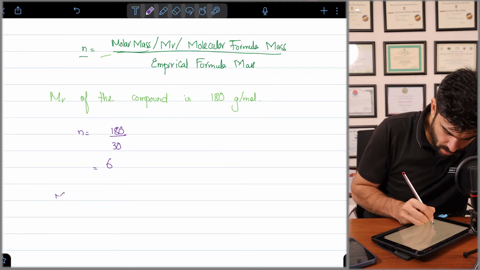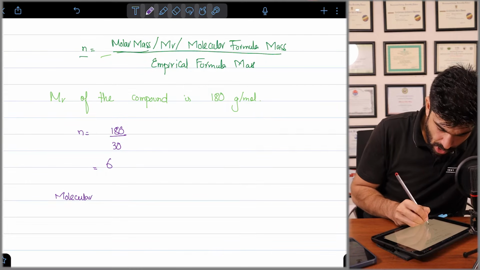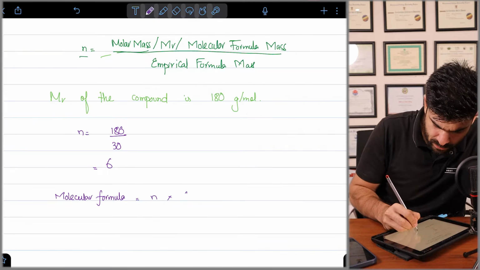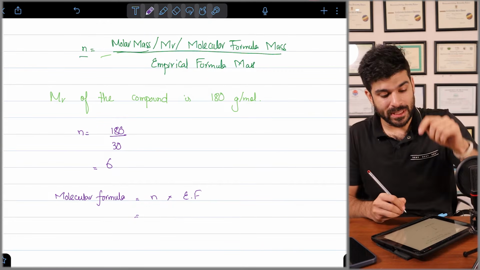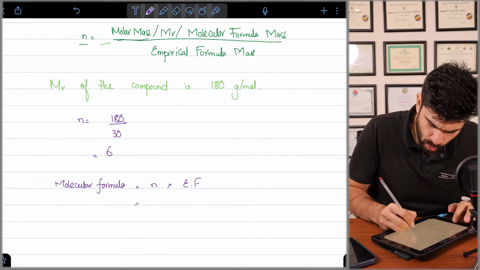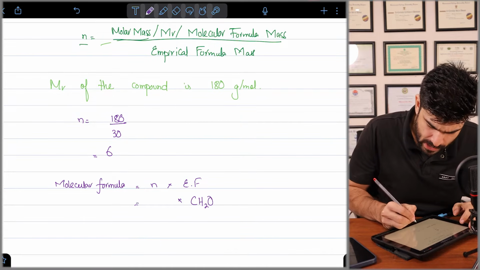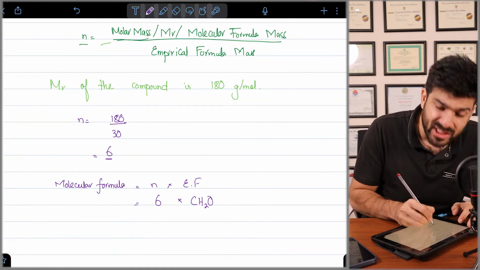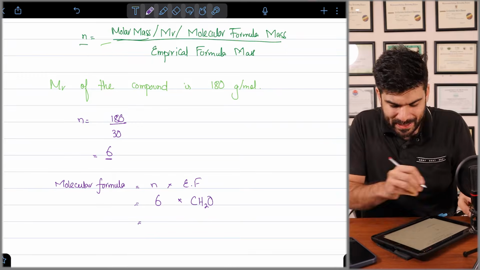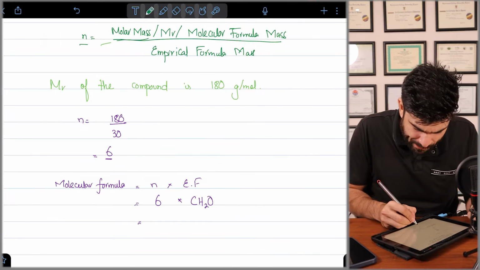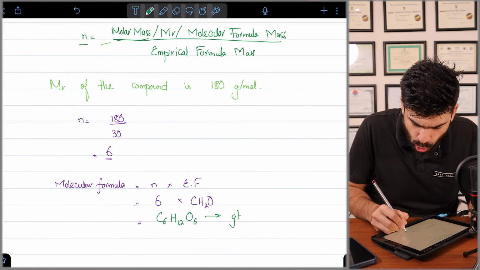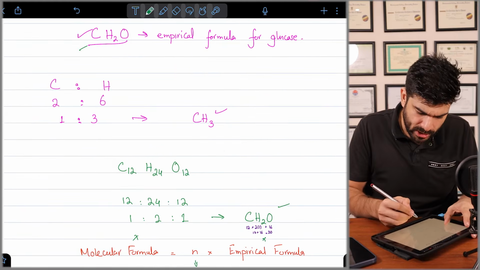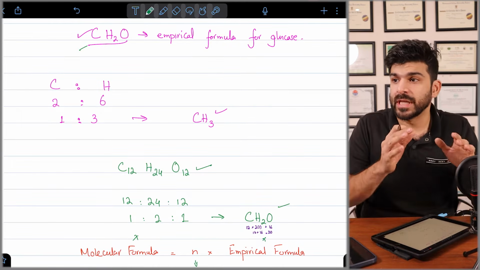Now, molecular formula is equal to n times empirical formula. We know the empirical formula that we calculated here, which is CH2O. You multiply that by 6, the value you just calculated. So that becomes C6H12O6. So this is glucose, and this is not the compound that we made here. So that is something we know about.